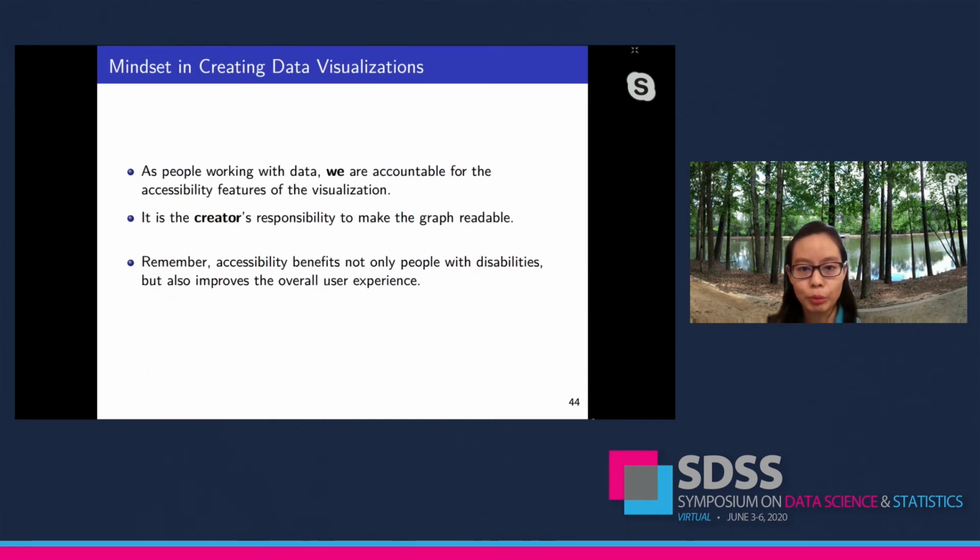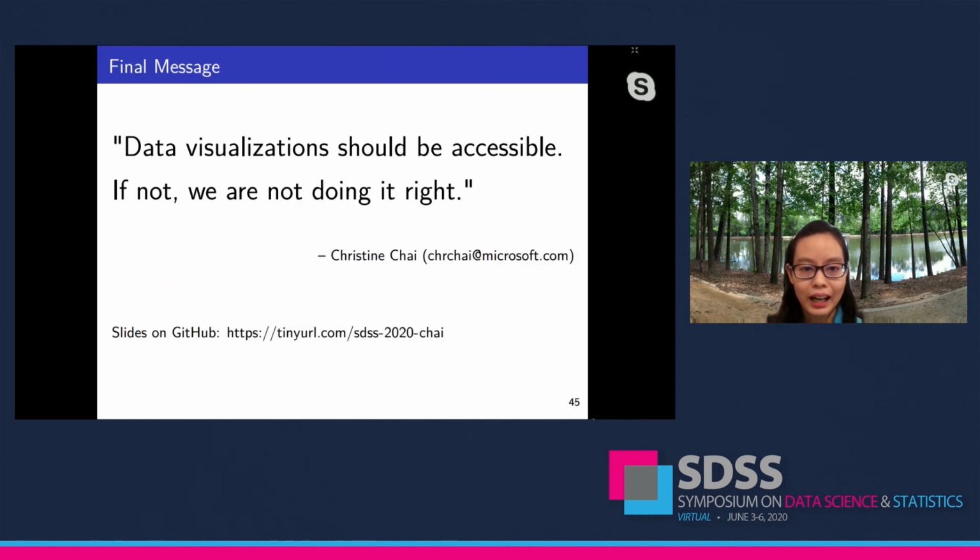So as people working with data, we are accountable for the accessibility features of the data visualization. The creators of the graph are responsible for making the graph readable. And we need to remember that accessibility benefits not only people with disabilities, but also improves the overall user experience. So the final message would be: data visualizations should be accessible. If not, we are not doing it right.